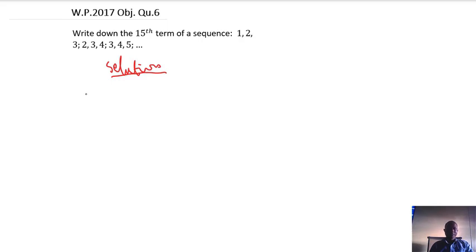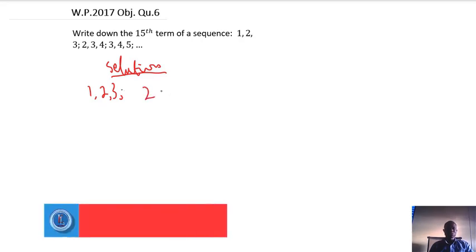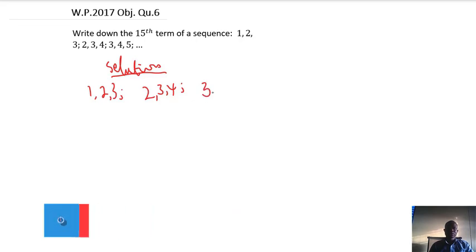With this sequence, the first term is 1, 2, 3. Then we move on to the second term, which is 2, 3, 4. Then we move on to the third term, which is 3, 4, 5. So what will be the fourth term? Let's study the pattern of the sequence very carefully.